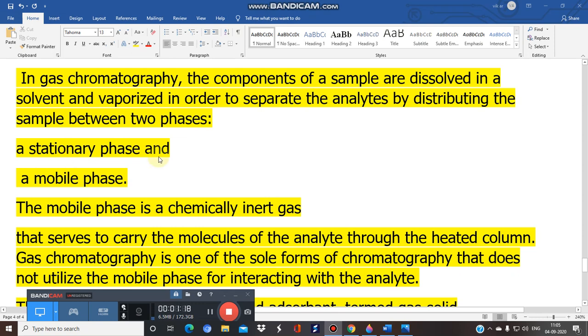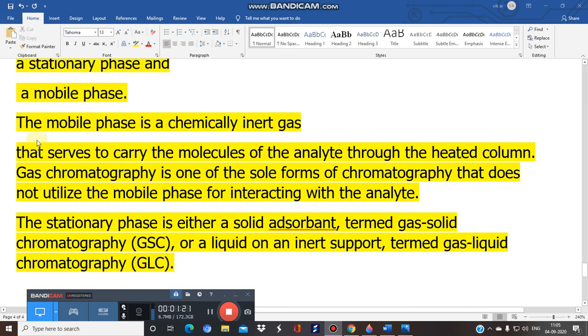Second, we use a stationary phase and a mobile phase, and we know the mobile phase is an inert gas that will carry the molecules of the mixture through the heated column, because the column is packed inside an oven, so it is heated at a very high temperature. We will see the temperature range also. Gas chromatography is one of the chromatographic techniques in which the mobile phase does not interact with the analyte. That is important.